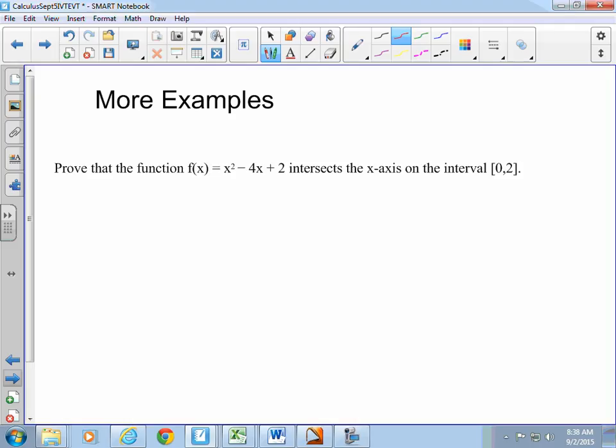Prove that the function intersects the x-axis on the interval 0 to 2. So just another one of the exact same thing, almost. Now, I do want to mention as you're writing this problem down, the intermediate value theorem is great for proving that something does exist. It does not tell you if something does not exist. Just a quick sketch of that.